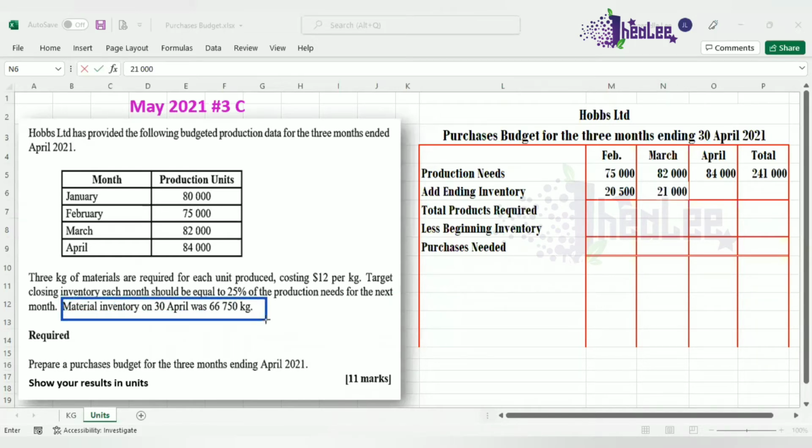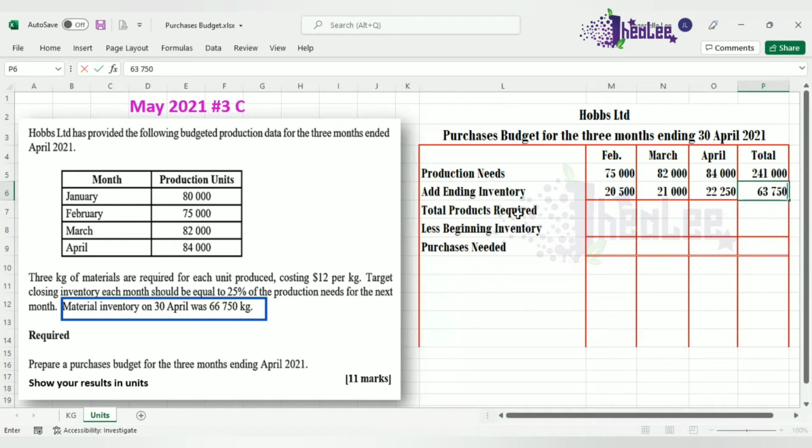Now for April, remember in the question, we were provided with the ending inventory for April, but that amount is in kg. So to convert this into units, we divide the 66,750 kg by 3, and that gives us an amount of 22,250 units. And our total ending inventory is 63,750 units.